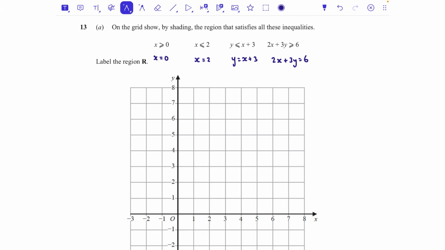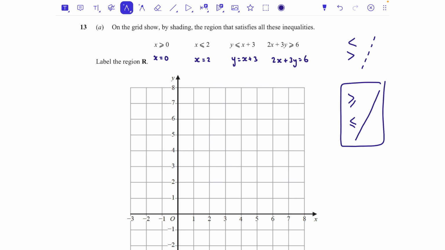Now, just before we start drawing as well, if you've got this or this, then that line is going to be dotted. If you've got this or this, if it's equal to as well, then that means you can include the line in the region, and we show that with a solid line. So before I begin, I'm making a quick note that all of these lines are going to be solid because they're all greater than or less than or equal to as well. So we want to include the line.